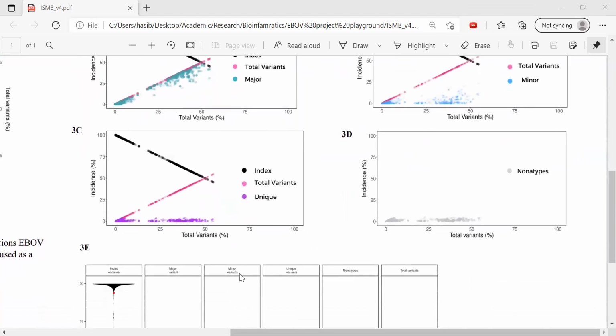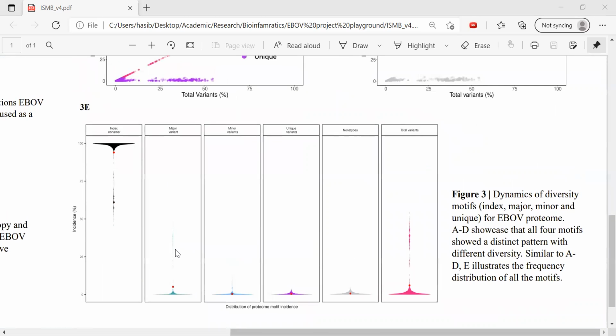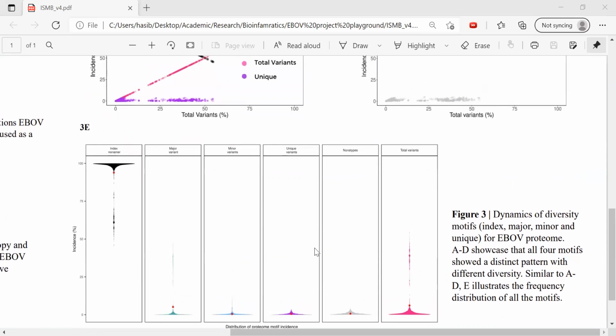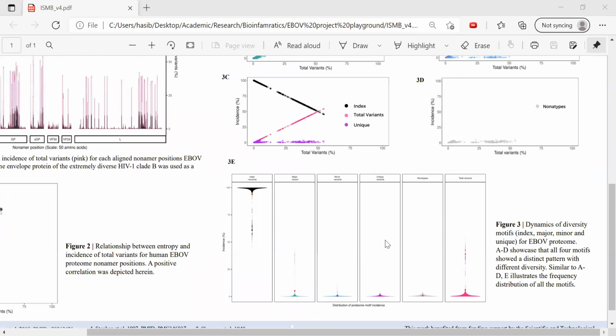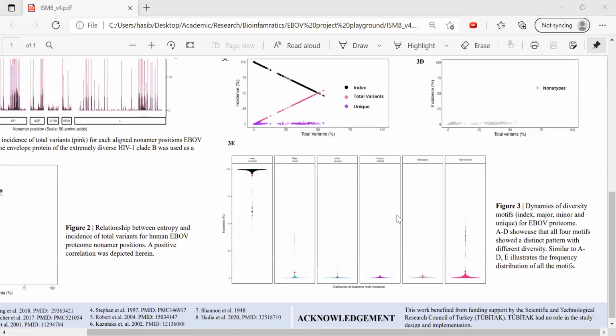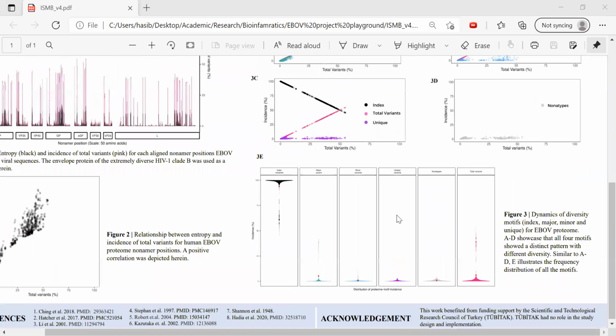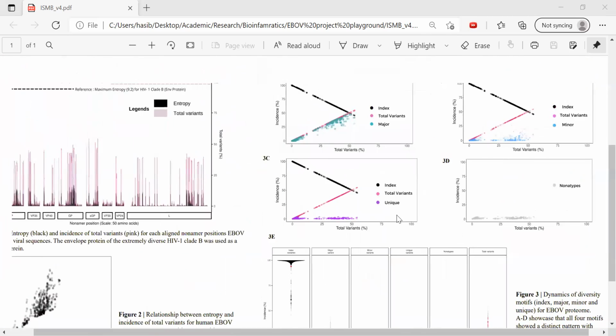The violin plot in Figure 3e depicts the frequency distribution of the incidences for all motifs. It should be noted that complete conservation was observed for 18% of the proteome positions for the EBOV proteome.